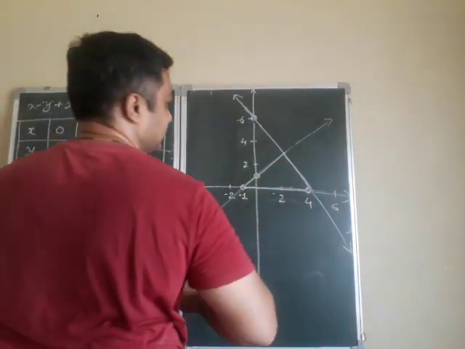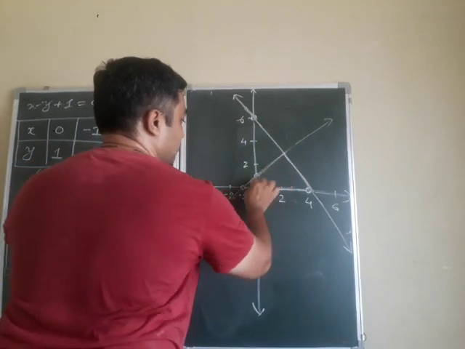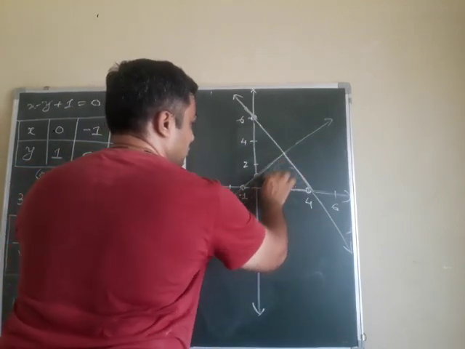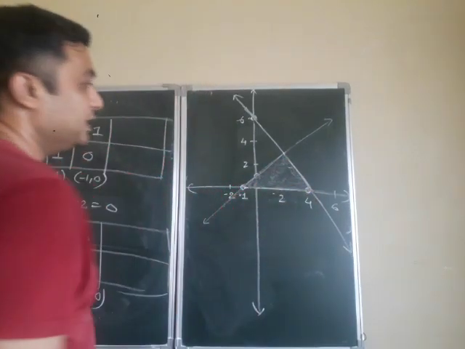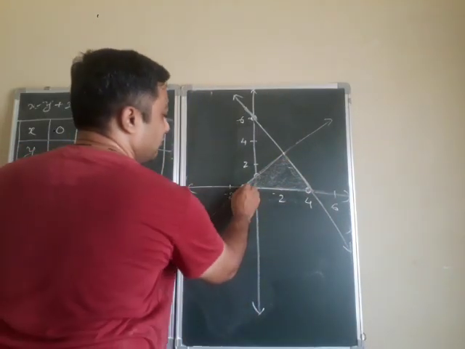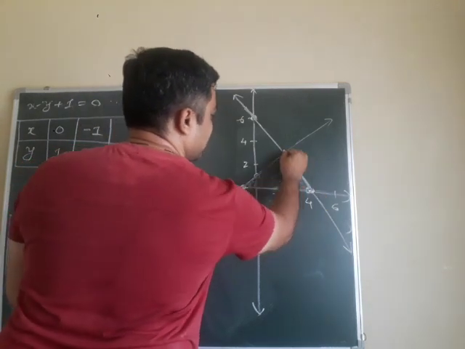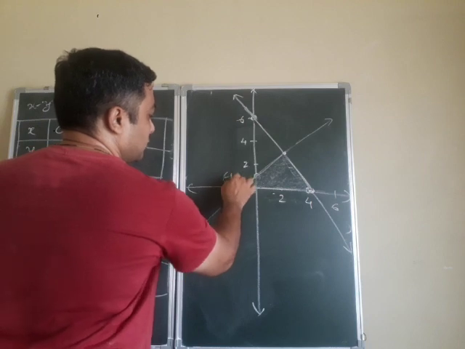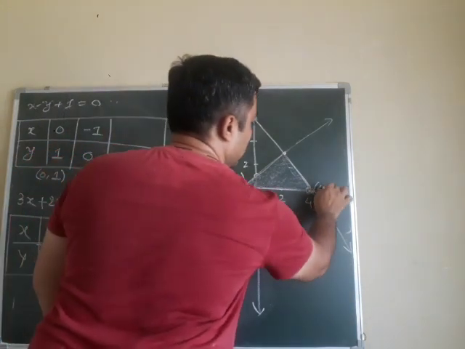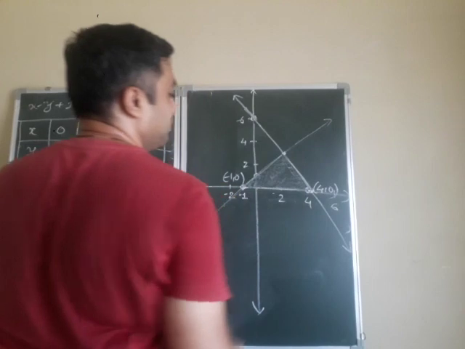And shade this region. So let me shade this portion. Shade the triangle. And find the coordinates of the vertices of the triangle. So one vertex is, second vertex is and third. Okay. एक ये तो हो गया -1 0. ये भी तैयार है 4 0. Now this one is left to find.